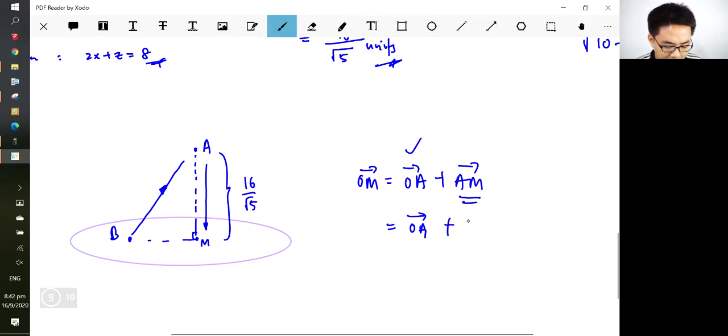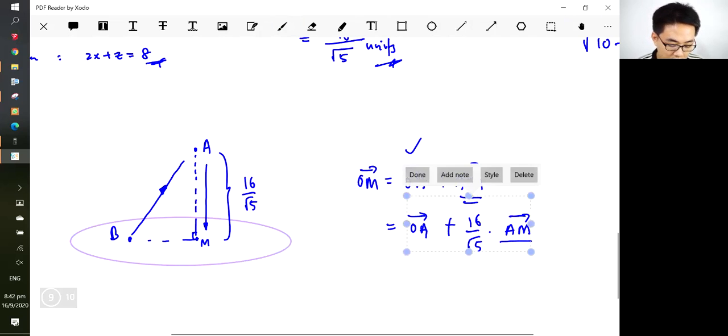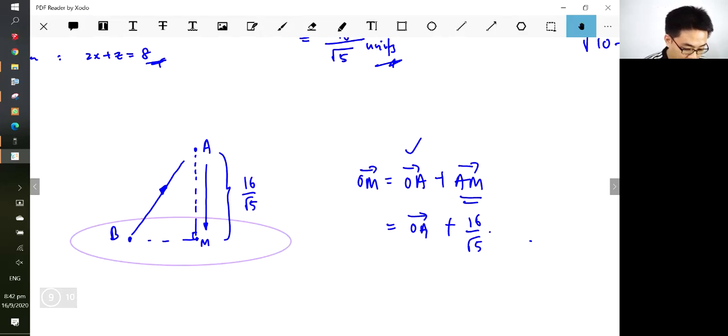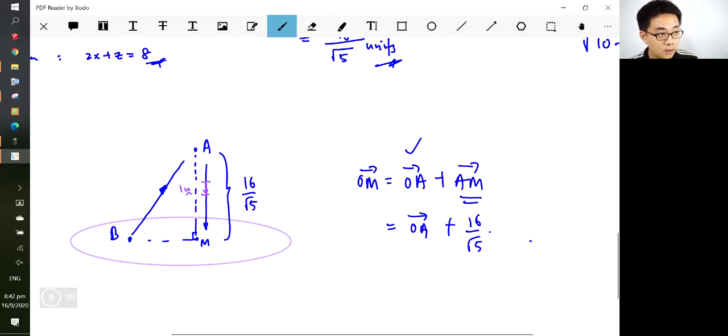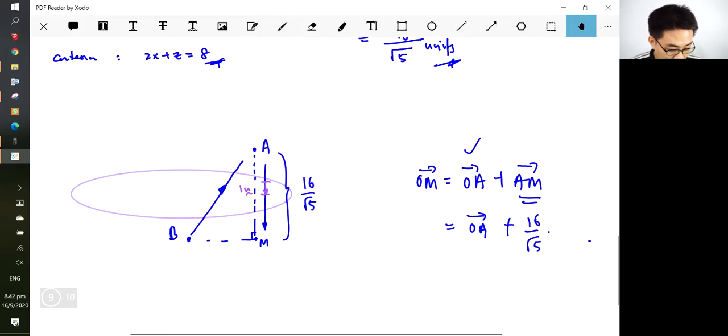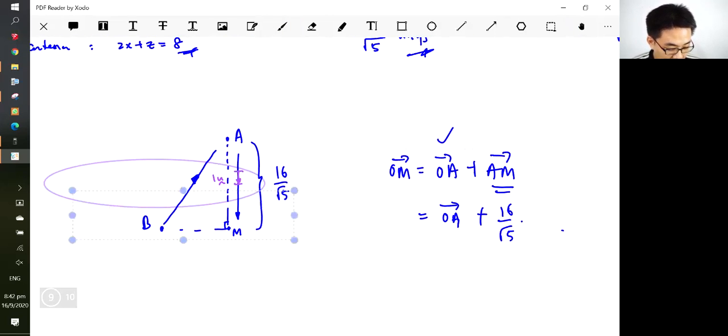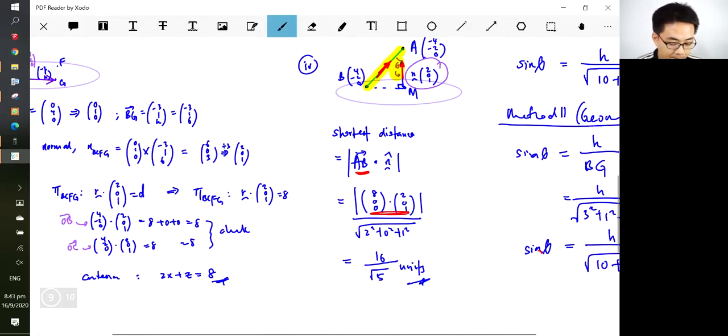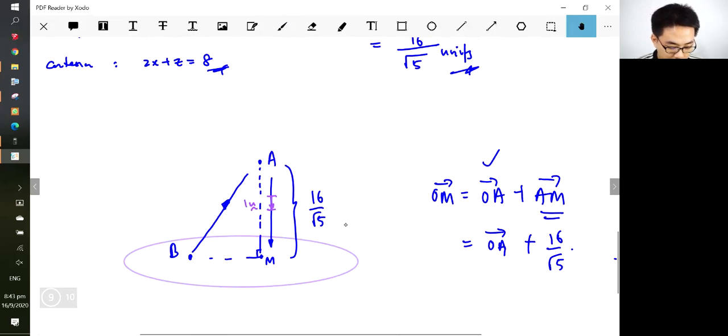AM is actually 16 over root 5 times the unit vector of AM, from A to M. We need to take a unit vector. A unit vector is a direction proportion, so we need to take one unit vector. Now how do we get this unit vector? We can take the normal.